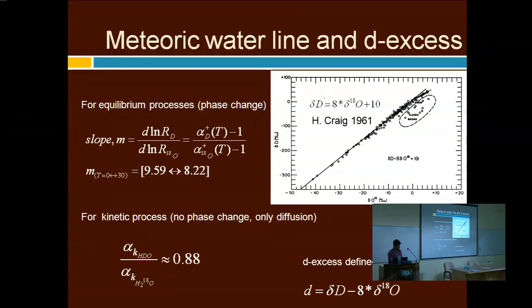When it undergoes kinetic fractionation, when it's a diffusion-dominated fractionation, then the fractionation for deuterium is lesser. You can see that when fractionation occurs in equilibrium conditions, fractionation is more for deuterium, but in the case of diffusion, that is kinetic fractionation, fractionation is lesser for HDO. That is just because of the mass difference. So we defined a parameter called d-excess, which is delta D minus 8 delta 18O. This definition comes from the global relation.